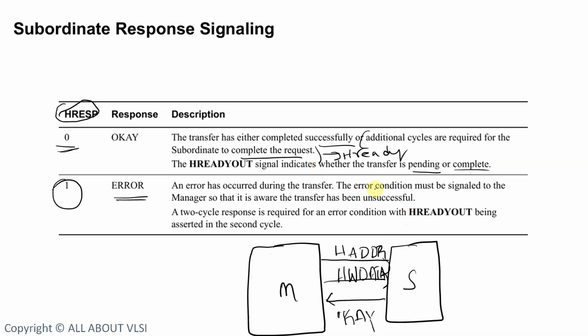A two-cycle response is required for an error condition, with HREADY being asserted in the second cycle. First, the HRESP signal will be made 1 while HREADYOUT is 0. Then the HREADYOUT signal will be made 1, so that the response given by the slave is a valid response. Using this HRESP signal, the master will come to know whether the transaction has successfully completed or not.